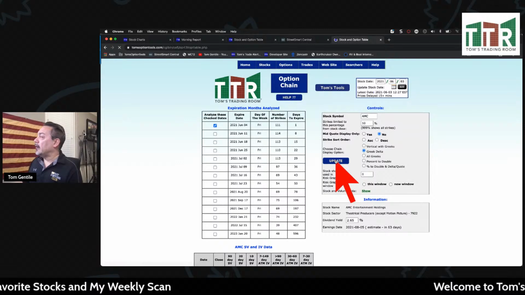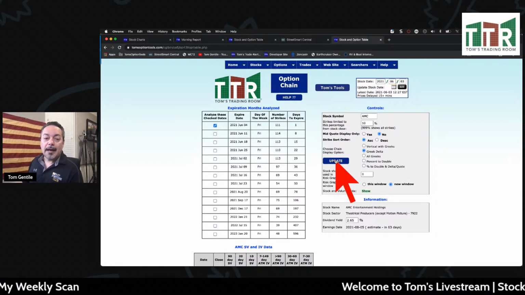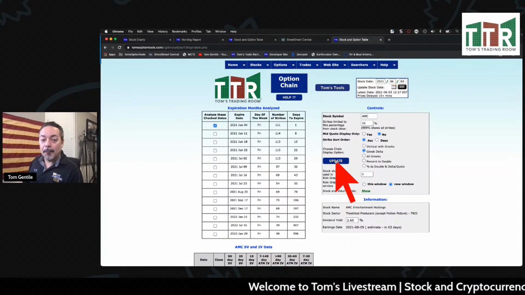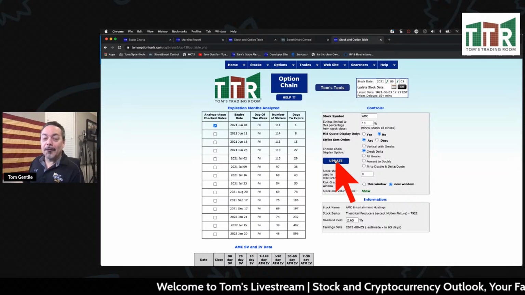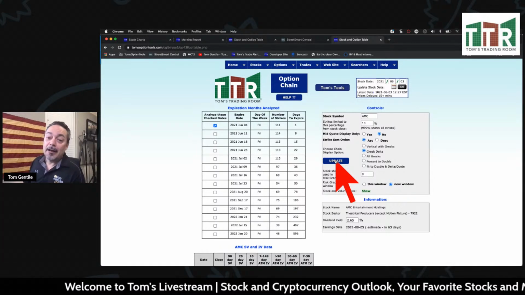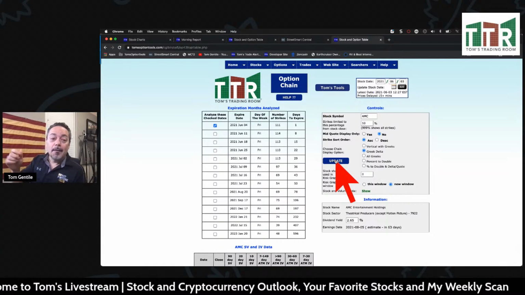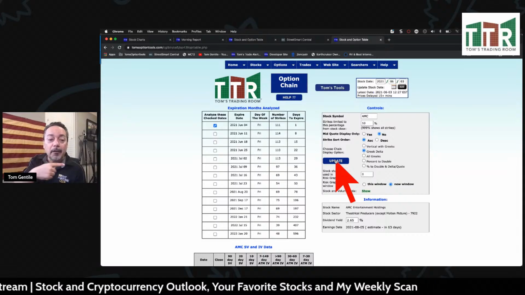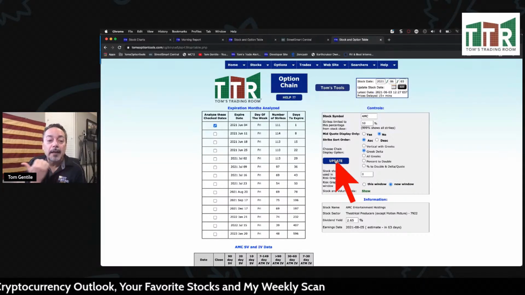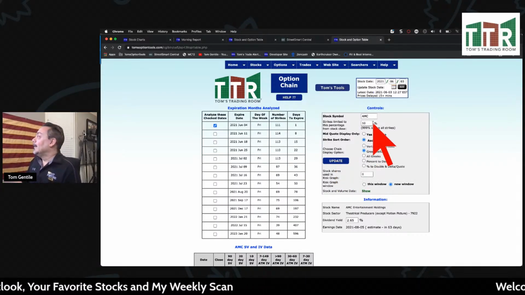Some of you are looking at the screen right now. You're like, Tom, how are you able to look the opposite way? You got eyes in the back of your head? I wish I did, but I don't. It just so happens that the monitor you're looking at over there on your screen is over there on my screen. All right, so let's go ahead and look at AMC.